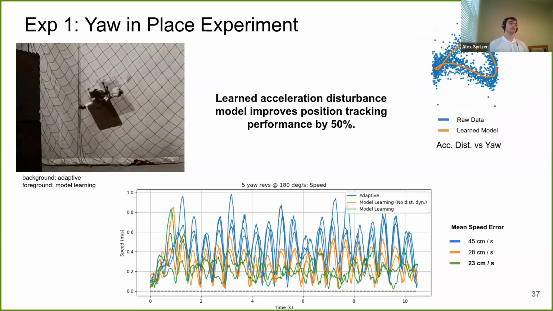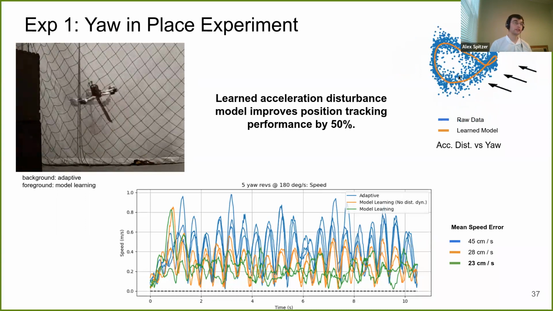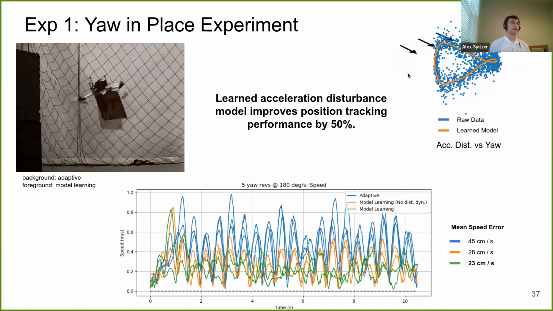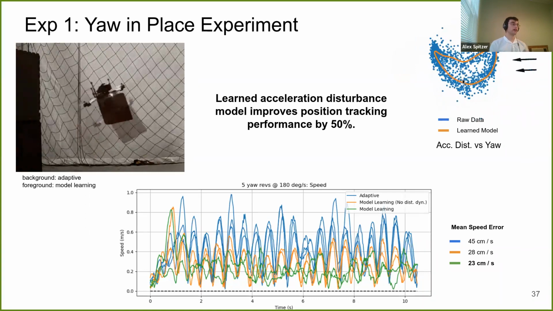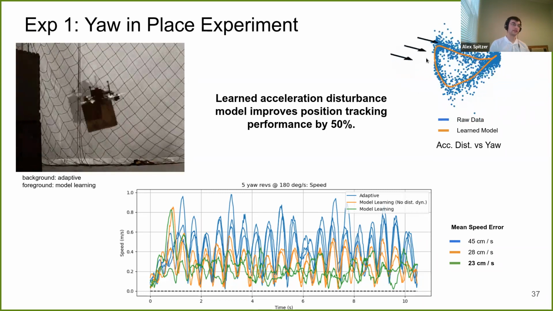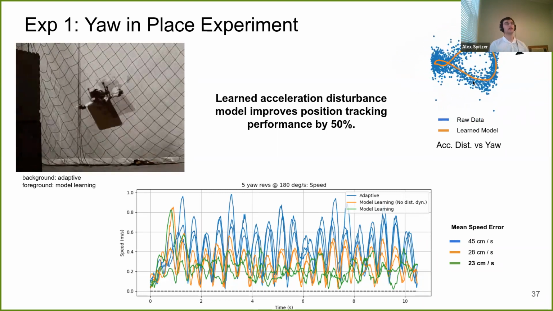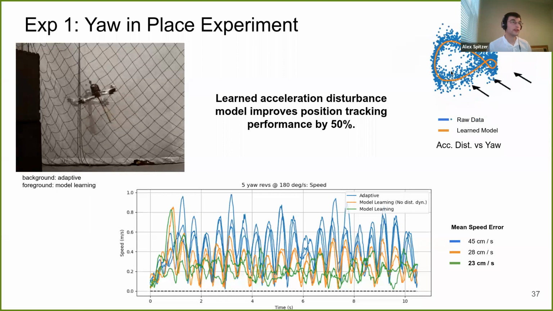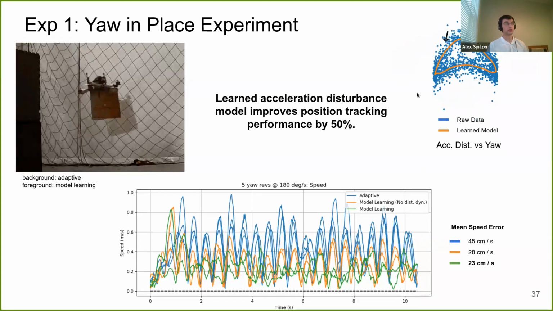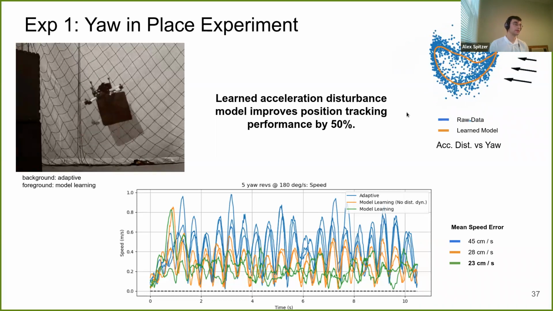On the top right, I've shown an animation of what we actually learned. The blue data points are the raw disturbances, and the orange is what the model predicted, and they're spread out over yaw. So as the yaw of the robot changes, the disturbance changes. You can see it gets lower at certain points and higher at certain points. And we can see that our learned model in orange has captured the mean of this disturbance really well. So we can essentially compensate for it without any of the noise coming from the blue data points.